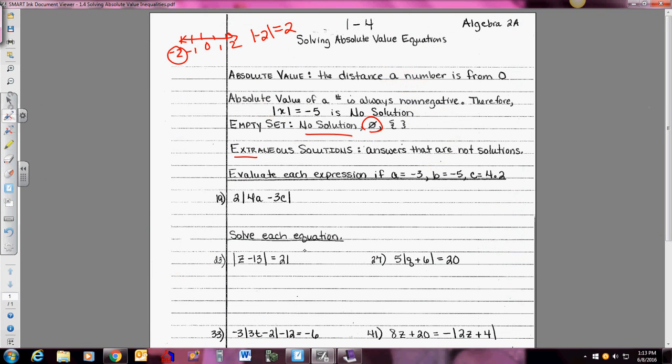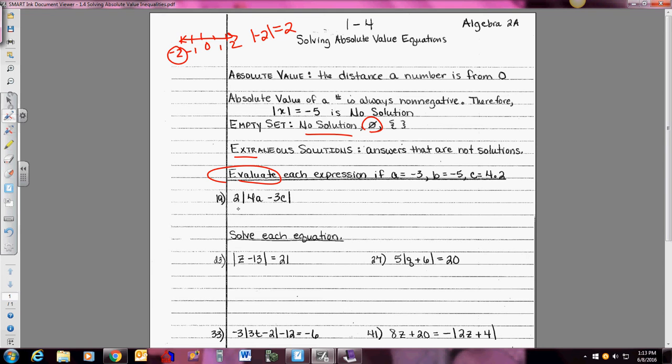All right, back to the notes on the front. Evaluate each expression if A is -3, B is -5, and C is 4.2. Remember, when it says evaluate, it means find your answer. You probably will not have any letters left over when you're done. If you have a letter, you probably did it wrong. Again, there are always exceptions to the rule, but evaluate is not the same as solve.